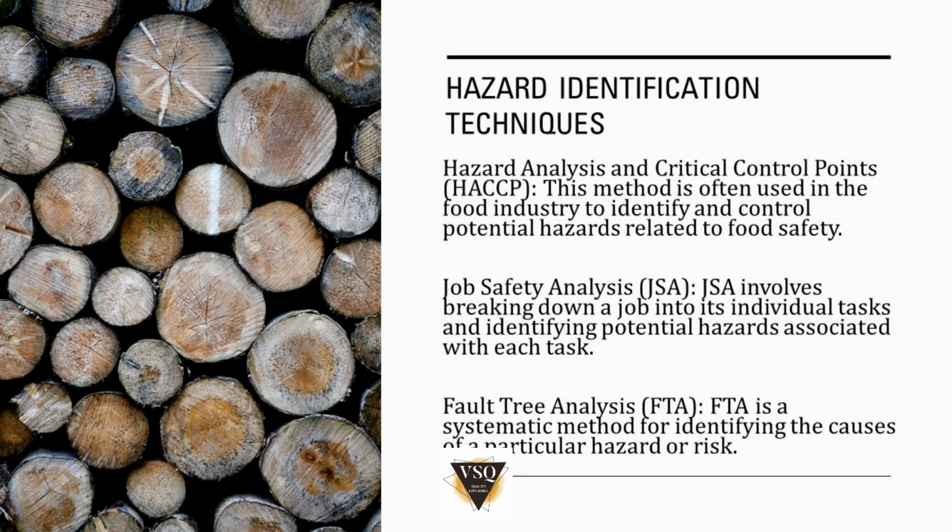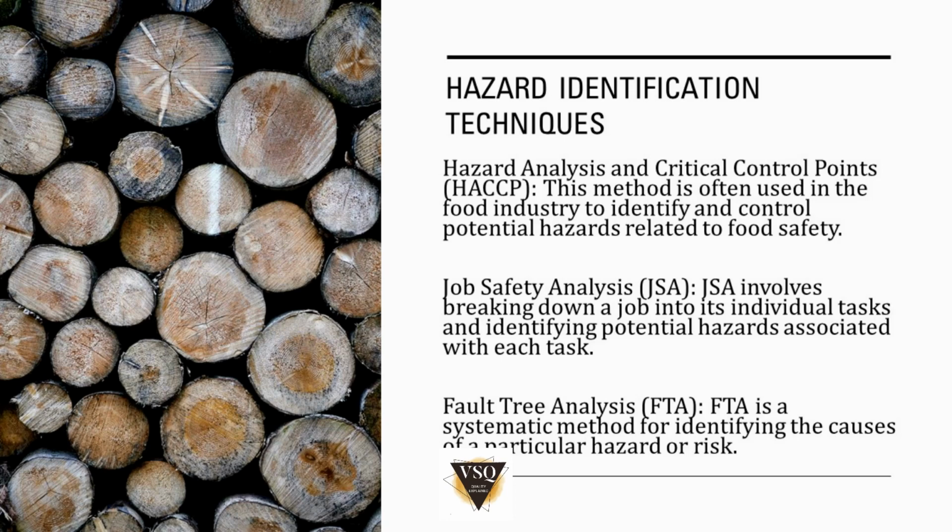Hazard analysis and critical control points, HACCP. This method is often used in the food industry to identify and control potential hazards related to food safety. Job safety analysis, JSA. JSA involves breaking down a job into its individual tasks and identifying potential hazards associated with each task. Fault tree analysis, FTA.